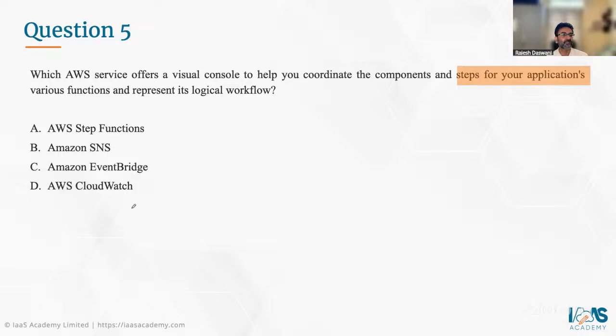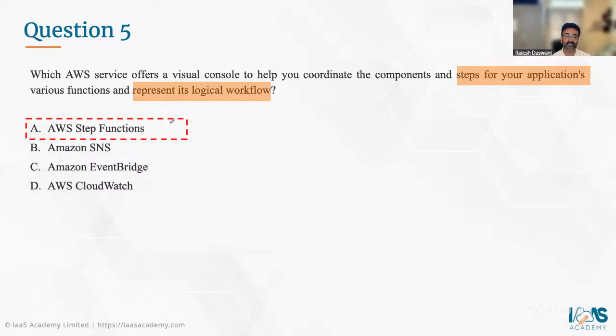So as a user comes in, maybe it's an e-commerce application. Okay, if he puts his credit card details in, what happens if it's declined or if it's accepted? So there are different steps to follow and different functions to follow. And so here you've got a logical workflow that you can build. So this AWS service can help you build that logical workflow and give you that visual representation using that visual console. So the answer to that one is Step Functions.